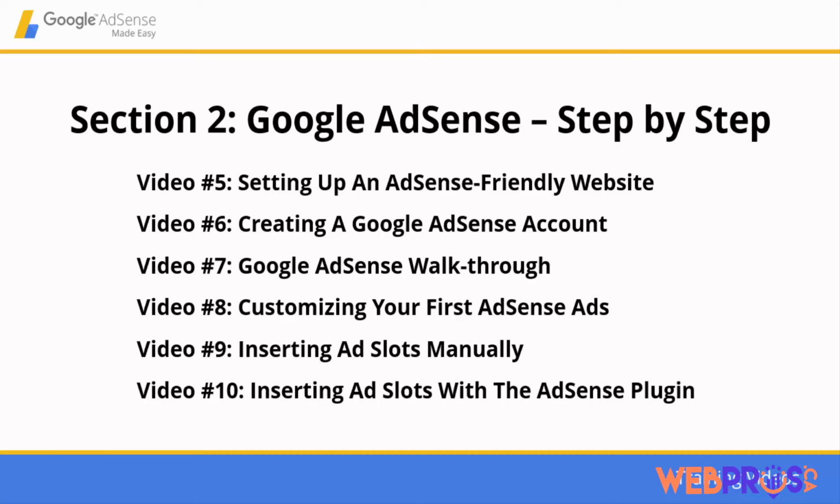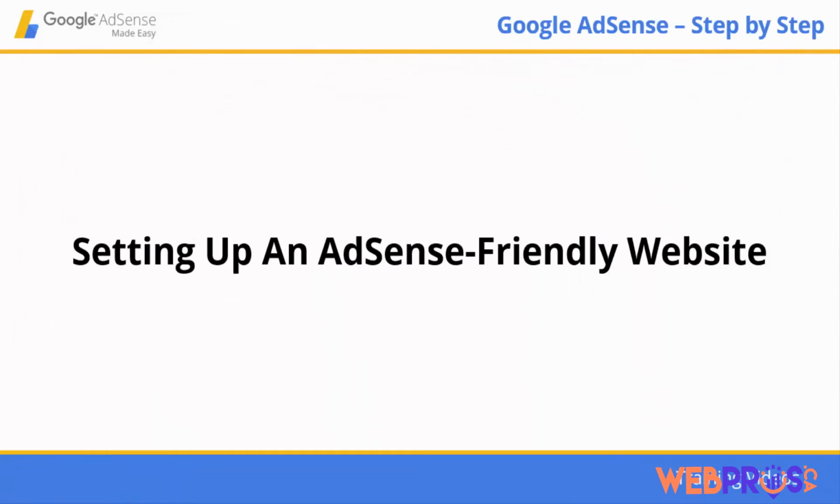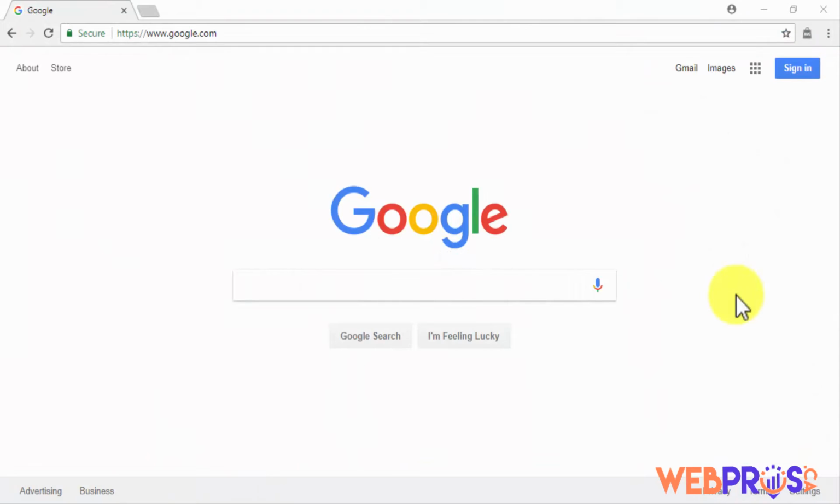So let's get started with the very first step, having an actual website that you can monetize with AdSense. Setting up an AdSense-friendly website. Having a website where to serve your ads is a requirement to join AdSense. But you can't just go with any kind of website, as you'll have to comply with some very basic requirements. First of all, you need your own domain name. And secondly, you will need to host your site on a dedicated server.